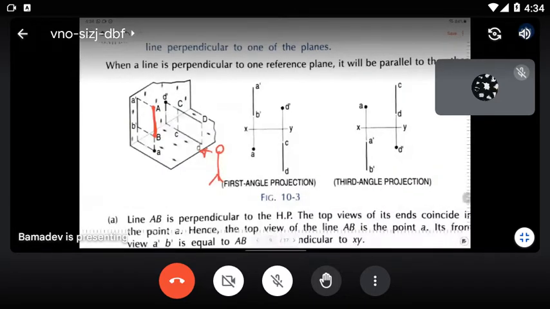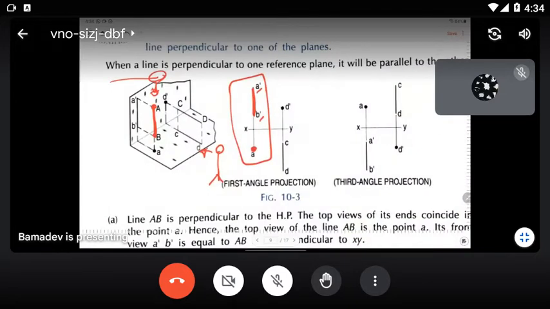And when you come here and look downward, what will you see? It's a point, that is A. That is the top view. So this is what is done here. This is your front view, A dash B dash, and it is projected over here to get a point, which is the top view. You are seeing from here.